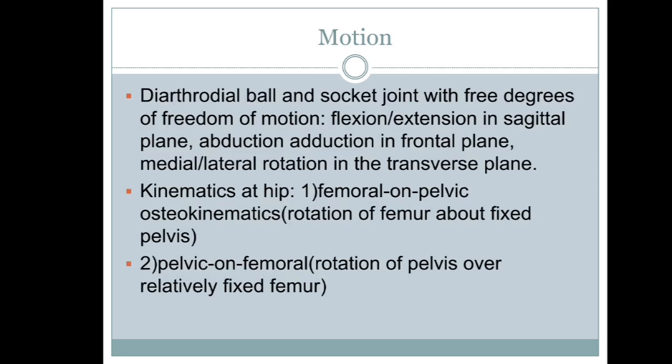So now we are having the hip motion. The diarthrodial ball and socket joint has 3 degrees of freedom. For kinematics at the hip, there is femoral on pelvic osteokinematics, in which there is rotation of the femur on a fixed pelvis, and pelvic on femoral, in which there is rotation of the pelvis on the fixed femur.